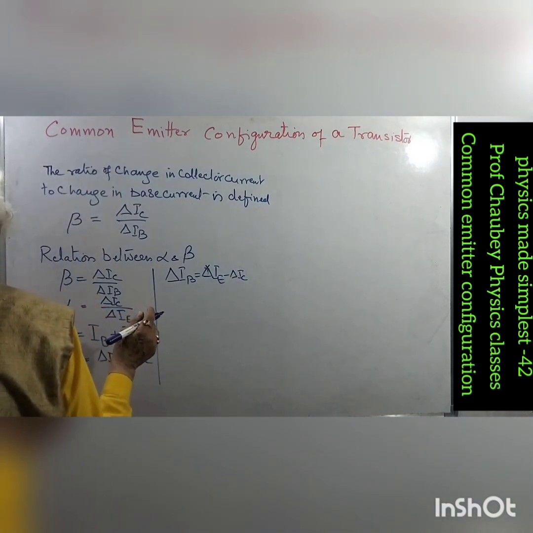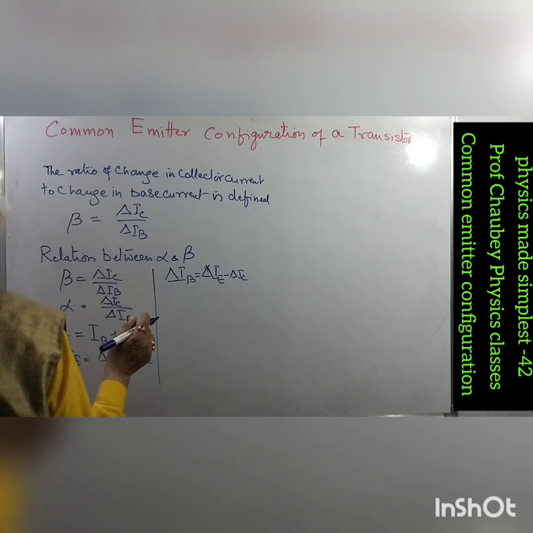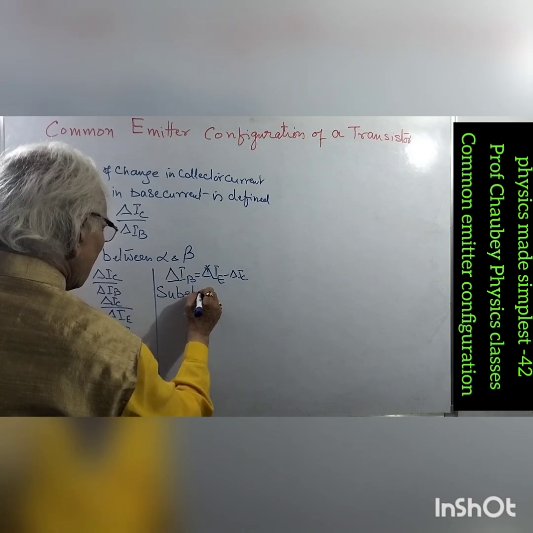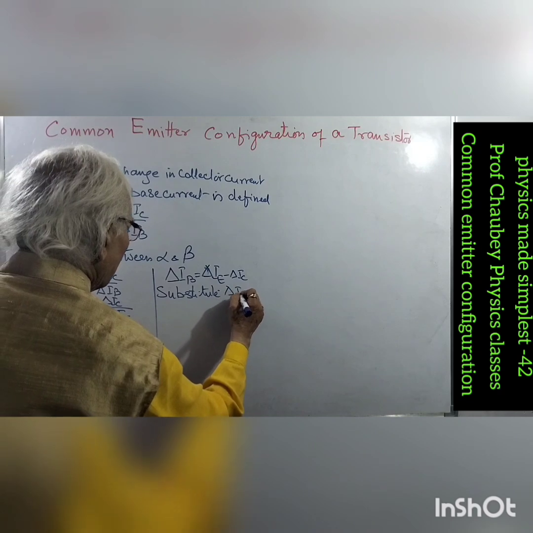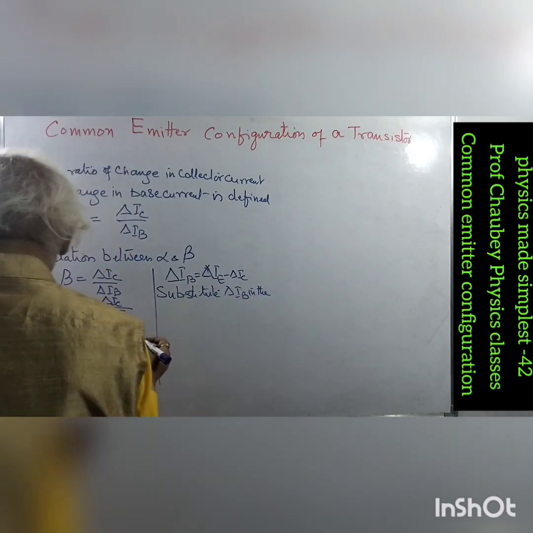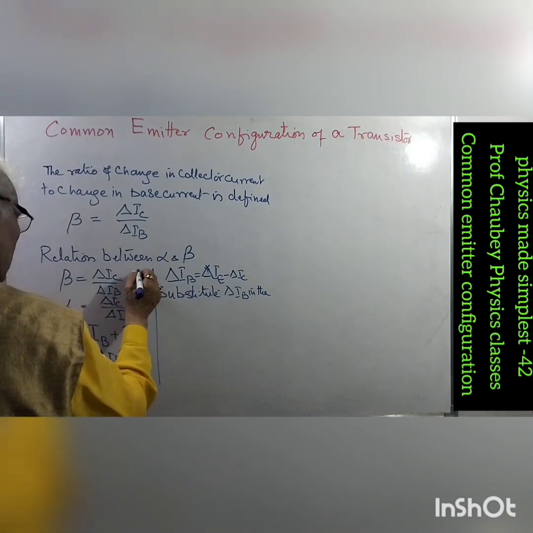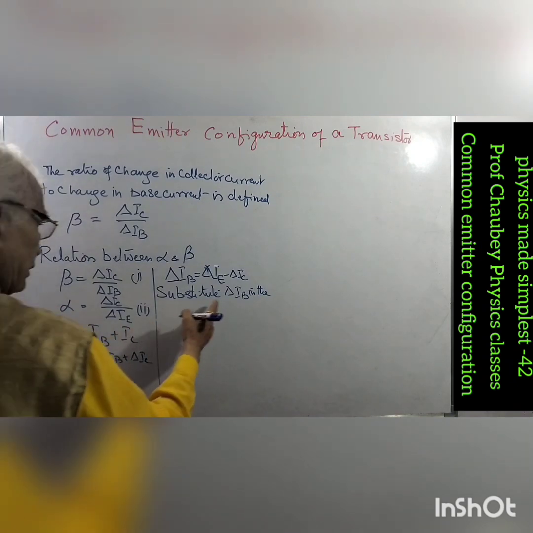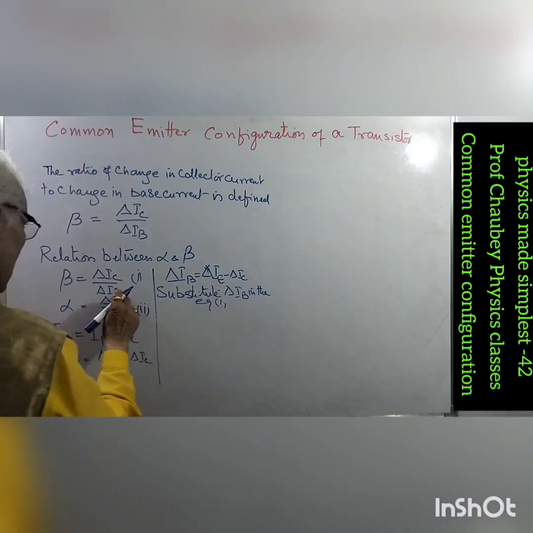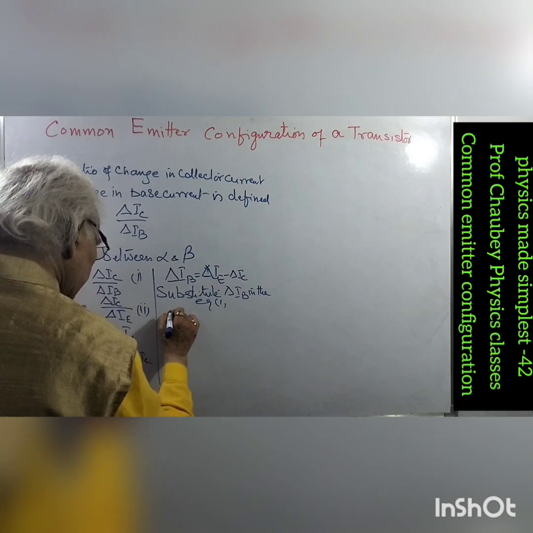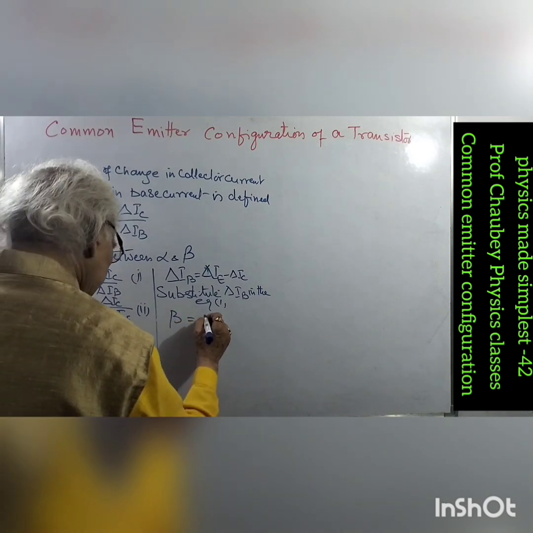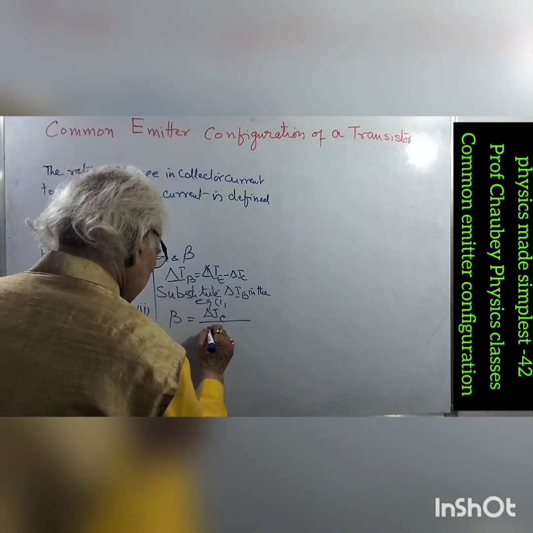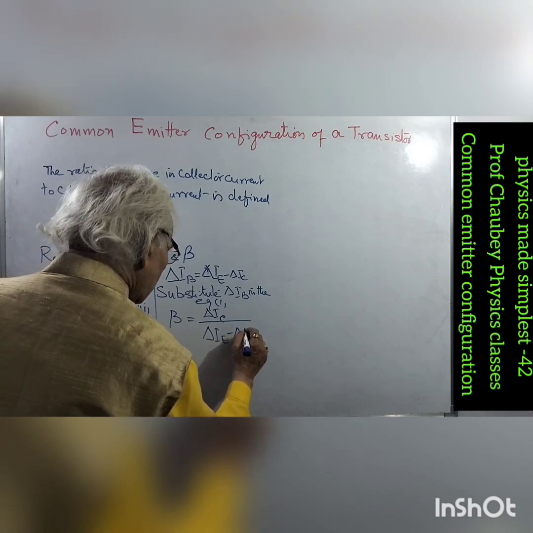Now substituting delta IB. Suppose this was equation number 1 and this was equation number 2, the two parameters. Then we can substitute delta IB in equation 1. So we get beta equal to delta IC divided by delta IB, and delta IB is delta IE minus delta IC.